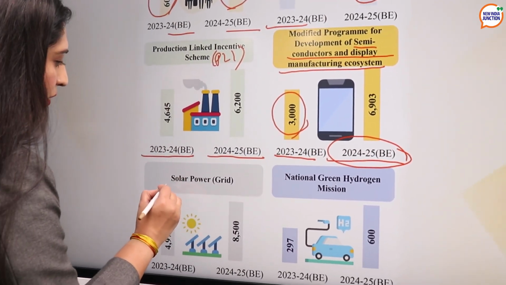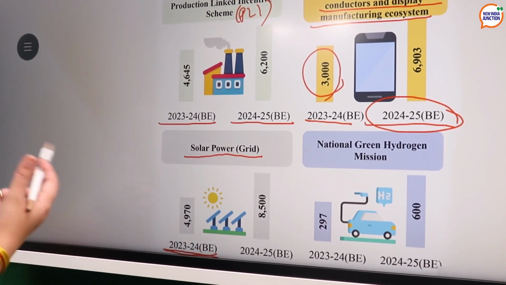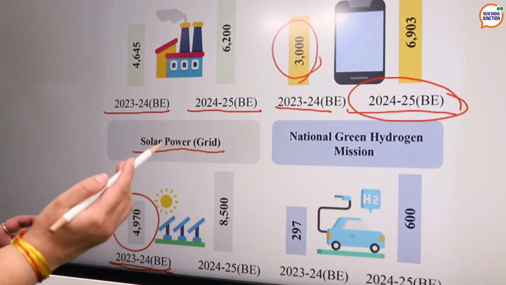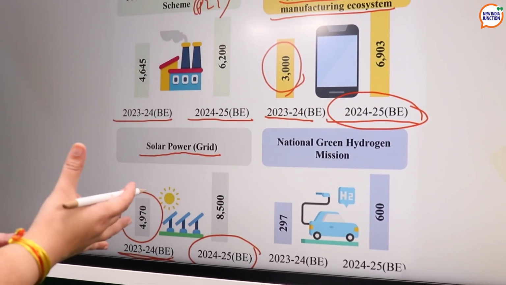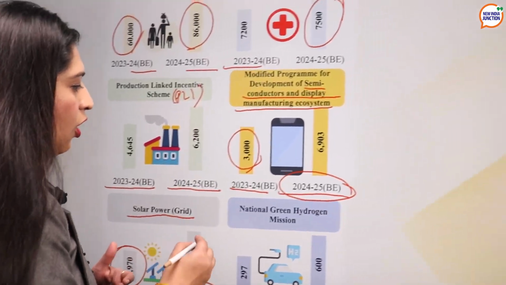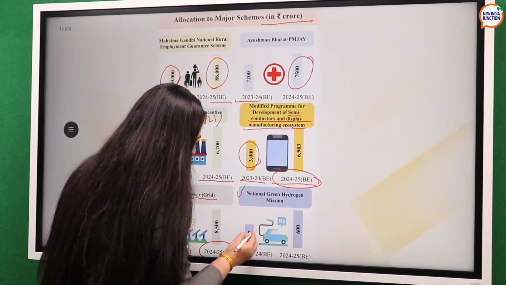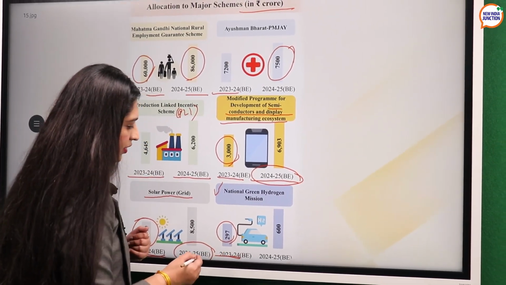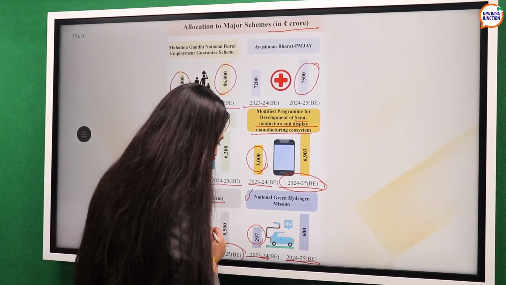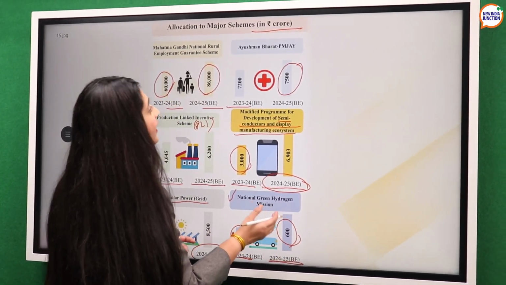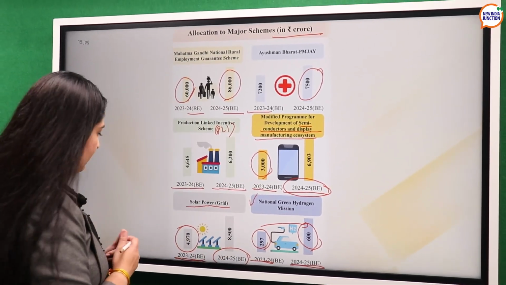Then also let's look at solar power grid. In 2023-24, 4,970 crore rupees. Now the budget estimate is 8,500 crore rupees, which is almost double. Also, National Green Hydrogen Mission was at 297 crore in the financial year 2023-24. Now the estimated budget in this financial year is 600 crore rupees, which is again more than double of what was there earlier.